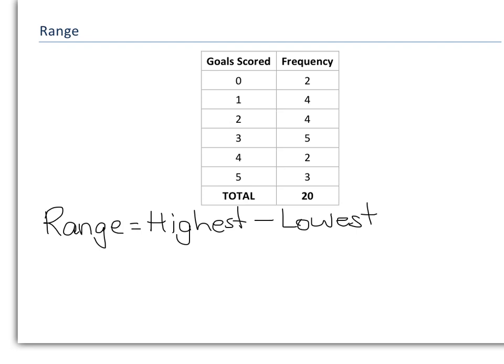The different scores that we collected are listed here in this first column, as the information we were collecting were the number of goals that were scored in every soccer match. So we can pretty easily see that our highest score that we collected was 5, and our lowest score that we collected was 0. So taking the difference between these two, 5 minus 0, gives us a range of 5.